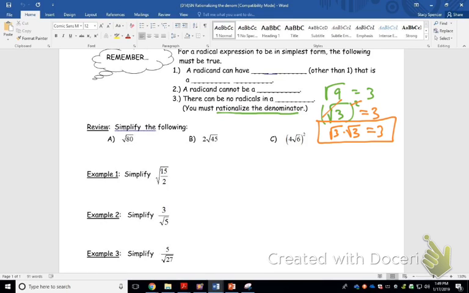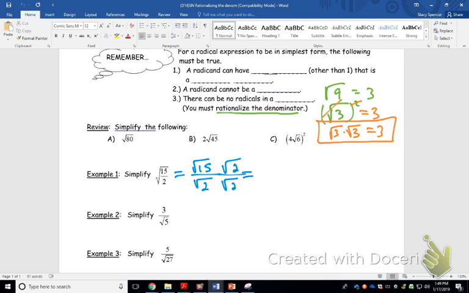Let's take a look at this first one here. We have the square root of 15 over 2, so we would have to split it up: the square root of 15 over the square root of 2. Here's the problem: we have a square root of 2 in the denominator. But I can apply the same method I did with the square root of 3. If I multiply top and bottom by the square root of 2, that's one of those special ones, because the square root of 2 over the square root of 2 still equals 1.